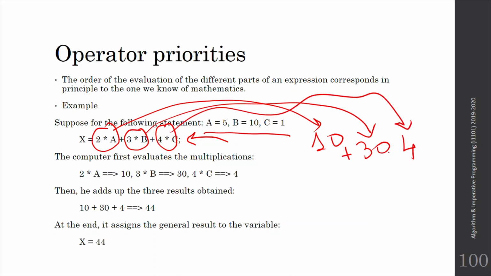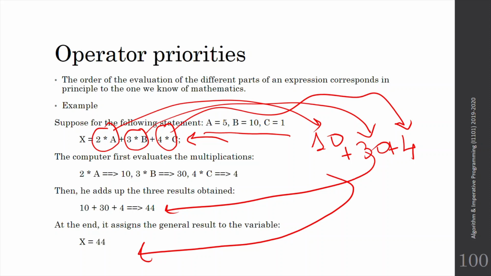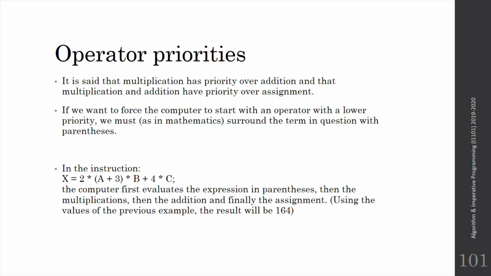And then he will do the summation, and he will end up with 44, and then he will assign the value 44 to the variable x. So 44 will be put in the variable x. So we know already that multiplication has priority over addition, and that multiplication and addition have priority over assignment.